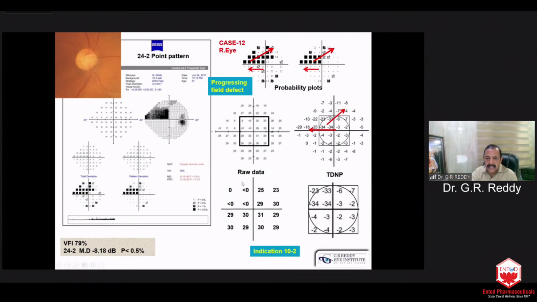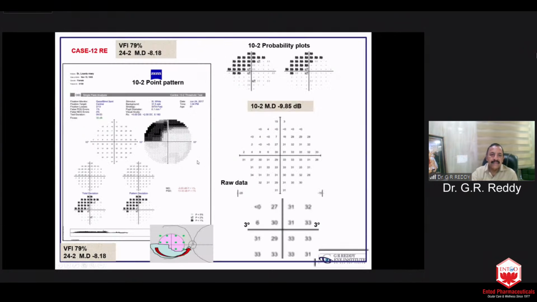So always see the raw data and have an idea what the values of the 16 points are. And here there is an absolute scotoma. There is no doubt that you have to go for 10-2. So when the test is repeated with the 10-2, there is a huge scotoma. Within 3 degrees of the 10-2, what are the 16 points and what are the return sensitivities? Luckily, within 3 degrees, the field is almost very good except these 2 points.